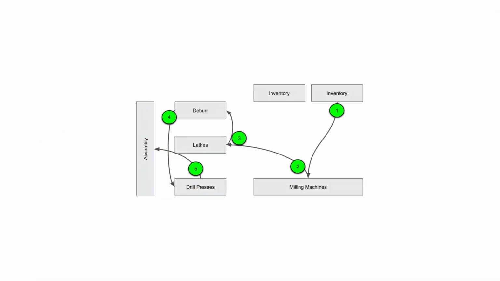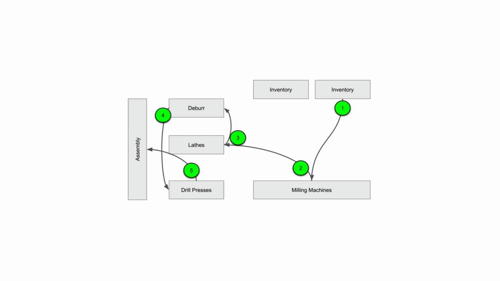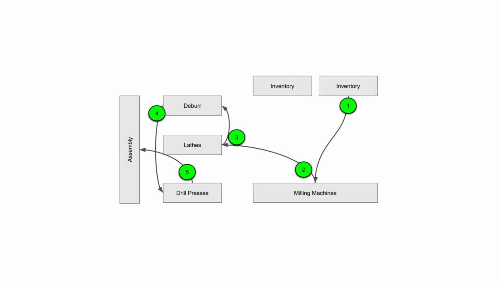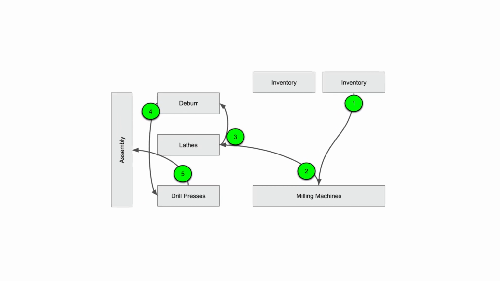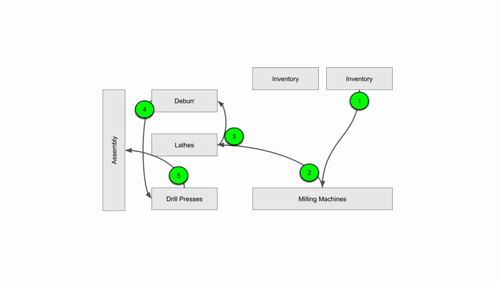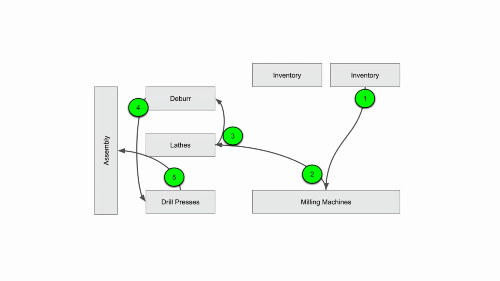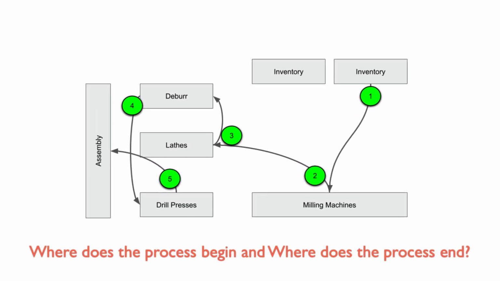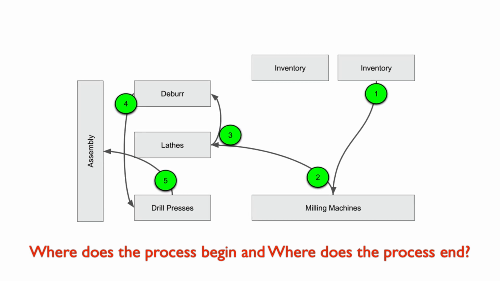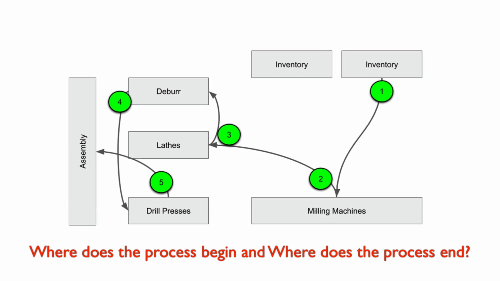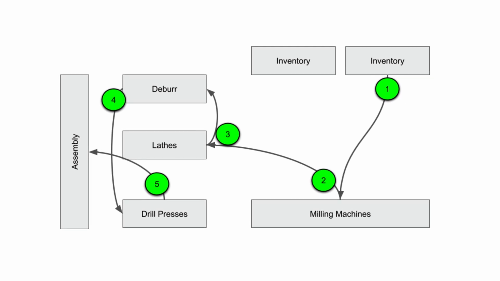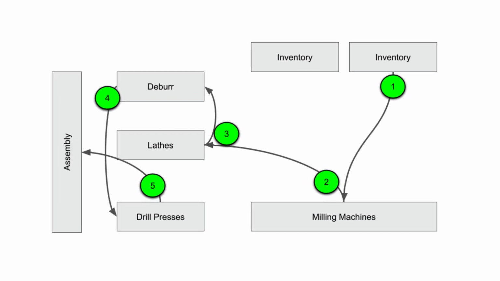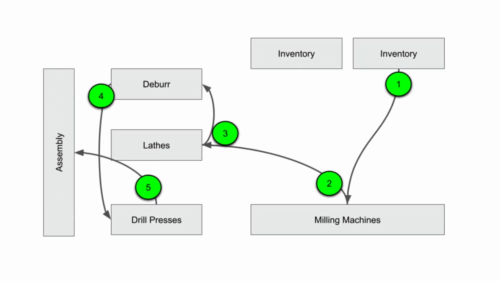In the example, you see a layout of the plant is drawn and arrows guide the flow of production. Numbers are used to identify the answers to the following questions. Where does the process begin? And where does the process end? This is a very simplified way that you can establish a very basic spaghetti diagram.